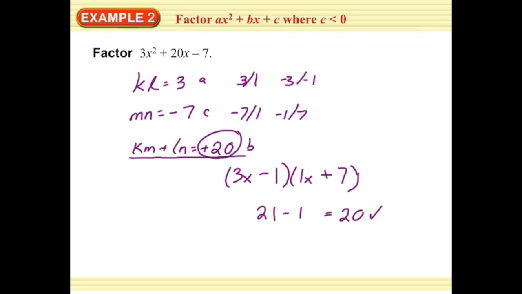So this factored form is my correct answer because 3x times 1x is 3x squared. Outer terms, 3x times 7 is 21x. Inner terms, minus 1x would be 20x. And then my last terms, -1 times 7 would be -7.